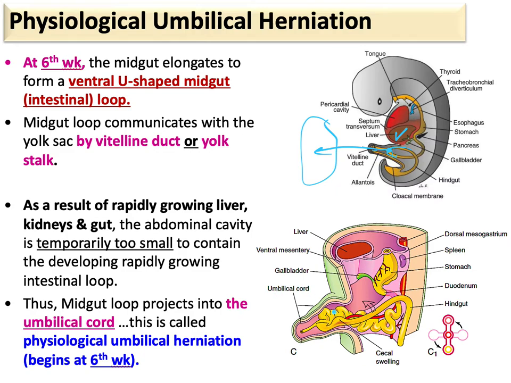You see here, this is the loop of intestine, of course I'm talking about the midgut. They are protruded outside, projected into the umbilical cord. This is the umbilical cord, as you see, and they are projected outside. This is the physiological umbilical hernia. That means the loop herniated outside of the abdominal cavity, right? It is temporary, because of the growing of the liver and kidneys and the temporarily small abdominal cavity. That was about the 6th week.